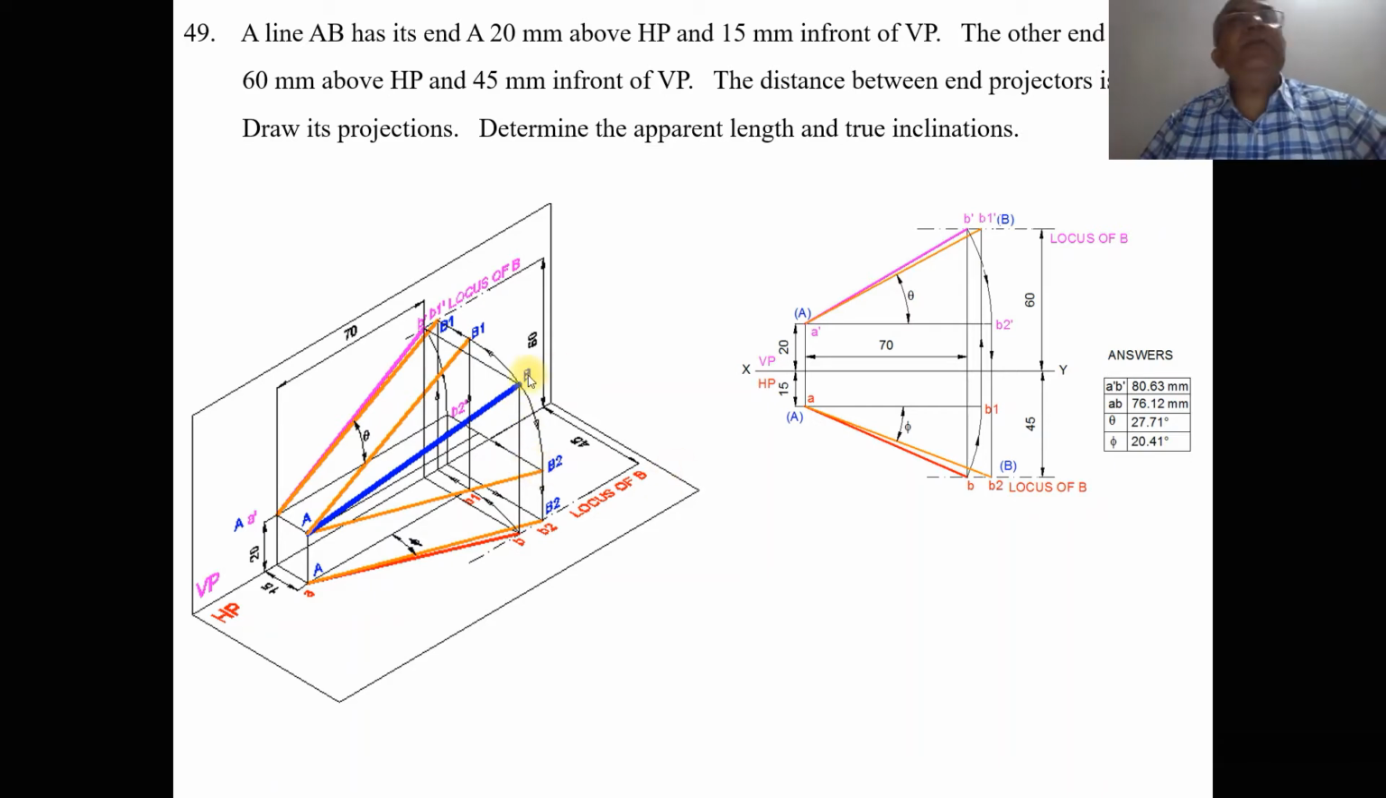So the image in the front view also gets rotated. How? With A dash as center, taking the radius of A dash B dash, you rotate it such that both A dash and B2 dash will be above HP by 20 mm. Then only the line is going to be parallel to HP.